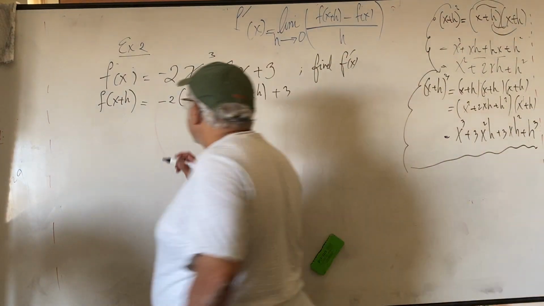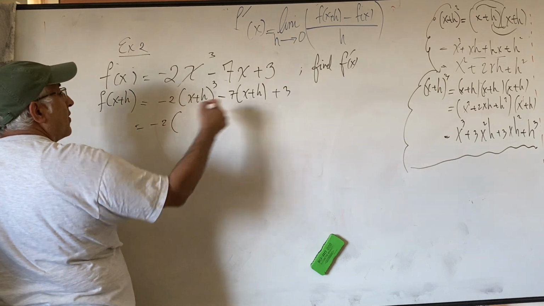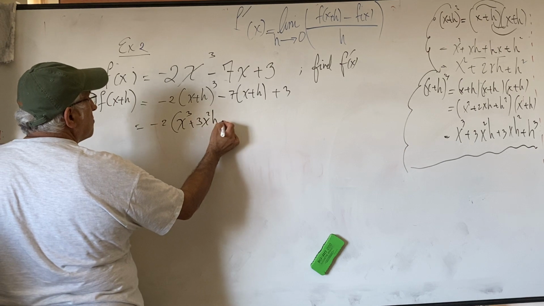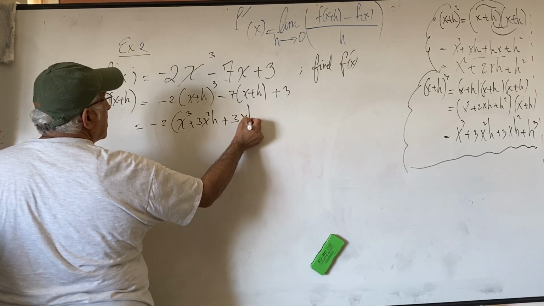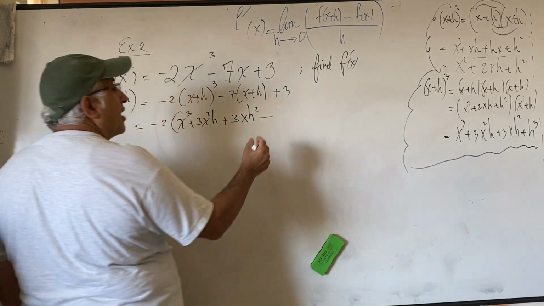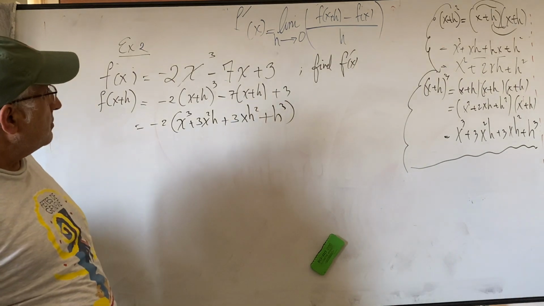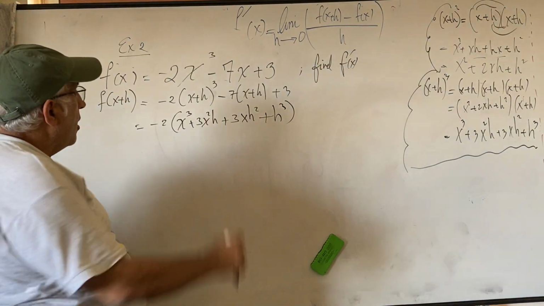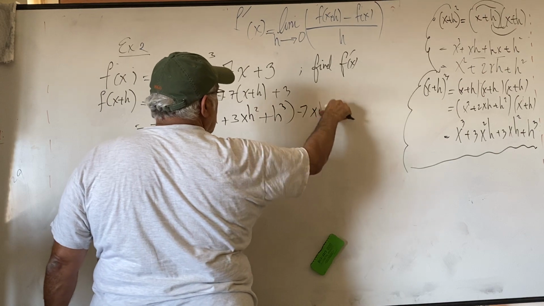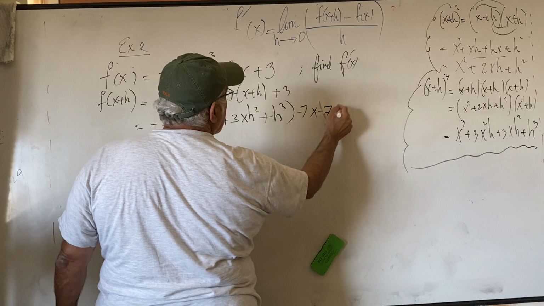So let's substitute. What did we find? I have this. I'm going to substitute that one there. x cubed plus 3x squared h plus 3xh squared and plus what? h cubed. All right, gentlemen. What's left? Oh, I've got that one. Minus 7x, minus 7h, plus 3.